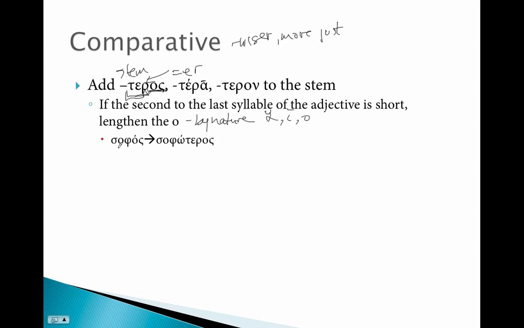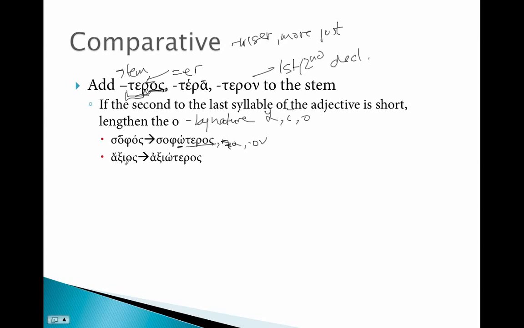So it may be an alpha that's short by nature, not the long alpha, or an iota, or an omicron. So we get things like sophos. Well, this omicron is short, that's the second to the last syllable, so we'd lengthen that omicron of the os and add our teros. So sophoteros, and it'd be sophotera, sophoteron. And if you look at these endings, you say, okay, this is a first and second declension adjective. So we're going to decline it just like we would kakos, kake, kakon, kalos, kale, kalon, whichever adjective you choose to use. So sophoteros, sophos, wise, sophoteros, wiser.